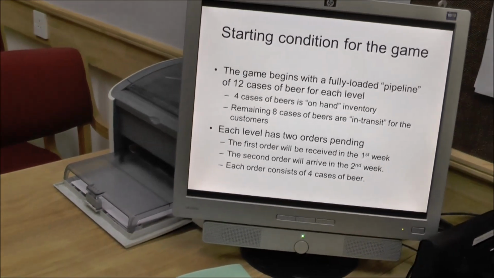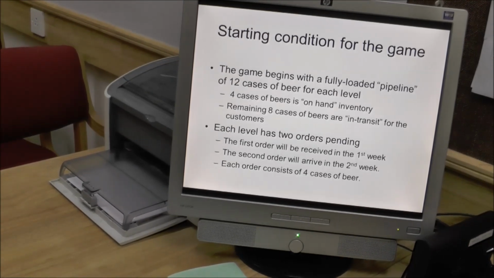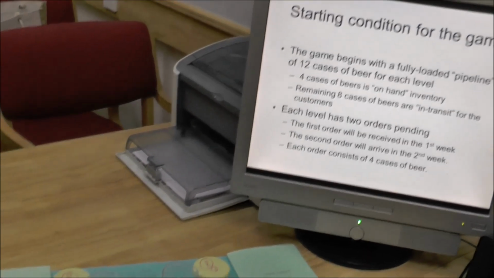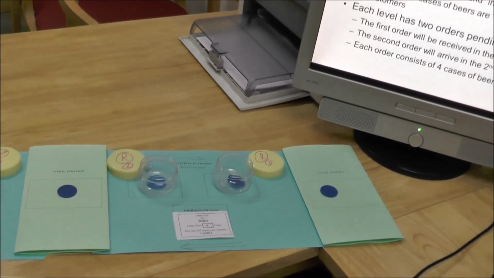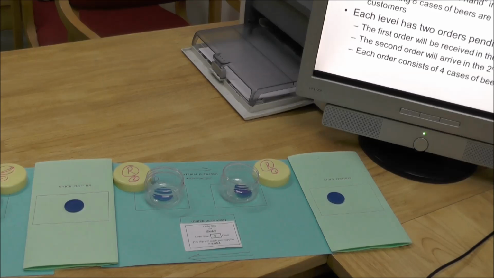And each level has 2 orders pending. The first order will be received in 1 week. The second order will be received in the second week. That's what is being shown here by these 2 bottles. One is a 1 week lead time truck, another is a 2 week lead time truck.